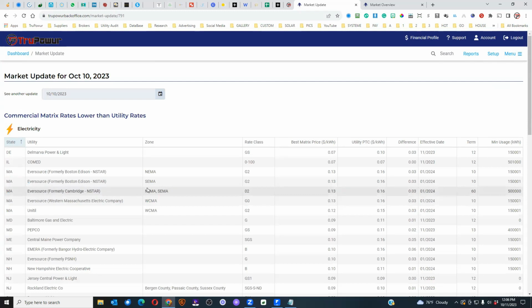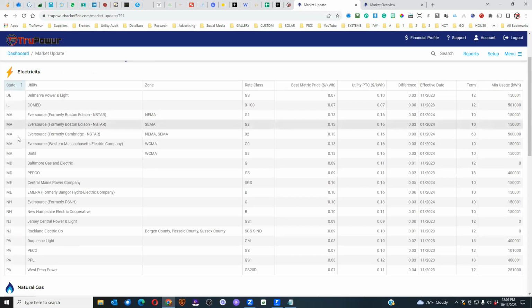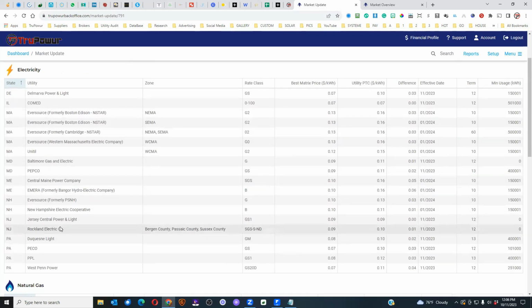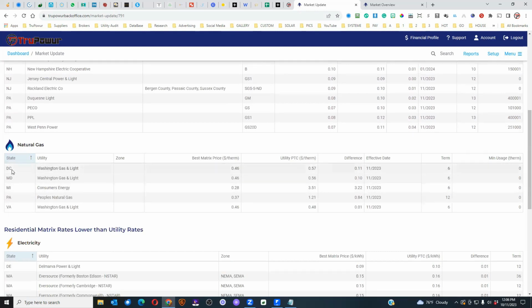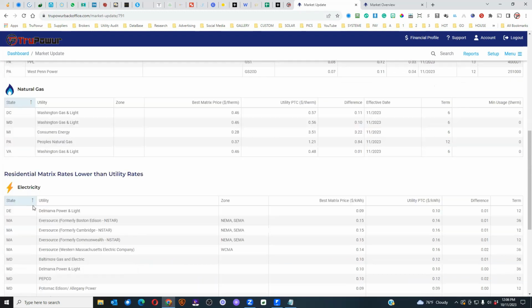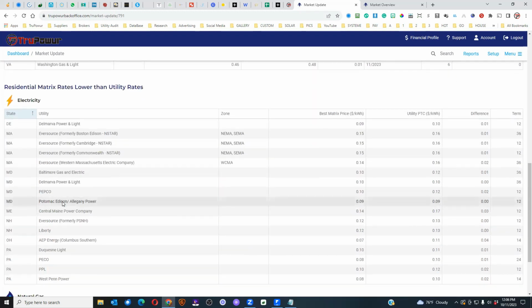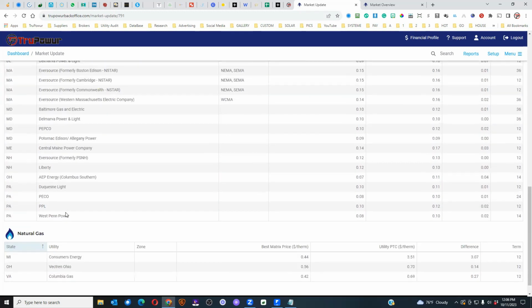This is updated at the close of business every afternoon, so you're looking at yesterday. For commercial electricity, you have Delaware, Illinois, Massachusetts, Maryland, Maine, New Hampshire, New Jersey, Pennsylvania. For commercial natural gas, DC, Maryland, Michigan, Pennsylvania, Virginia. For residential electric and residential natural gas.